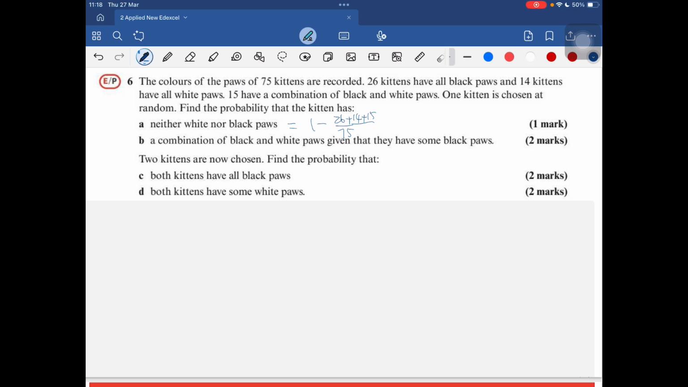The combination of black and white pose given some black pose. So black and white, any black. Then black and white is 15, and any black is 15 plus 26. And number C.